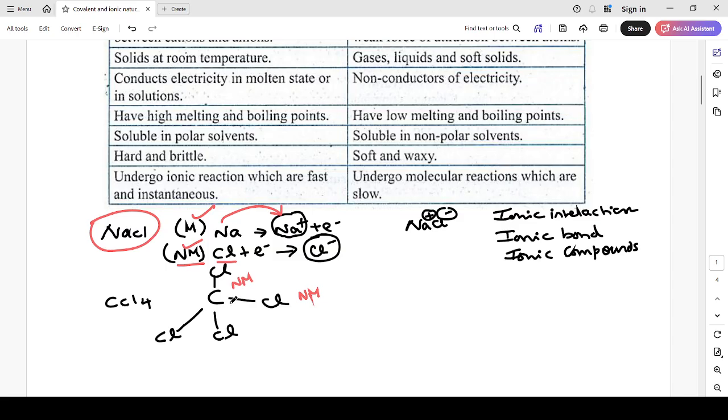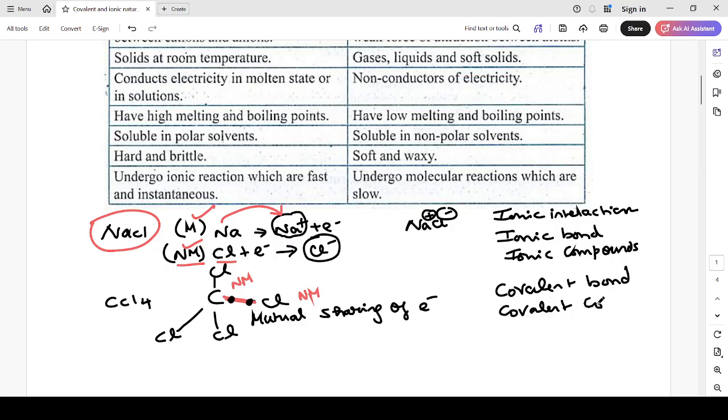So therefore, the bond that is formed between them is made by mutual sharing of electrons. This mutual sharing of electrons leads to a bond called a covalent bond. And such compounds will be called covalent compounds.